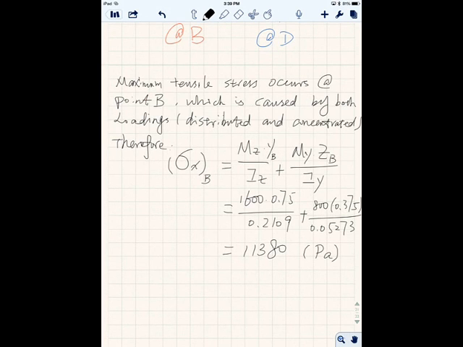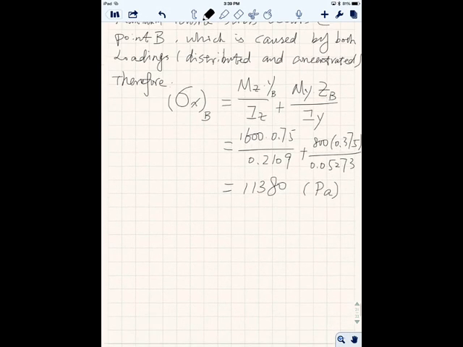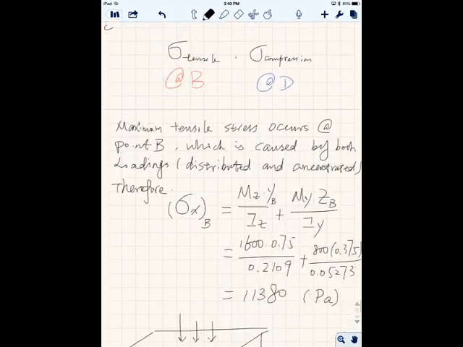Okay, so here's one thing I want to mention. Now, for the distributed load, once you push it down, you are going to have tensile stress on the point B over here, right? Let's see how am I doing? A, B, C, D. Okay.